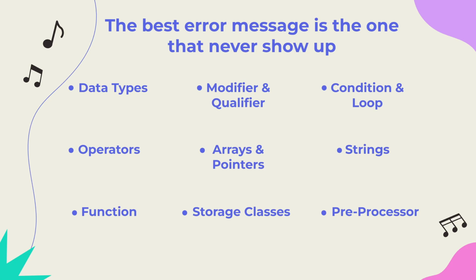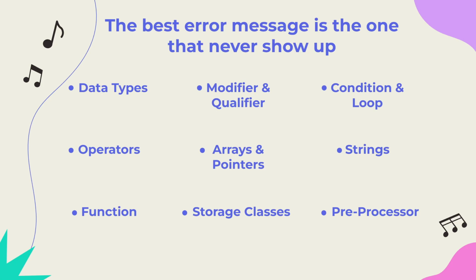Next is modifiers and qualifiers. Basically, modifiers are used to enhance the data types. There are 4 modifiers: unsigned, signed, short and long. These modifiers are used along with the data types to improve the storage facility. Next is qualifiers. We have 2 qualifiers, constant and volatile, which we'll use in various places.